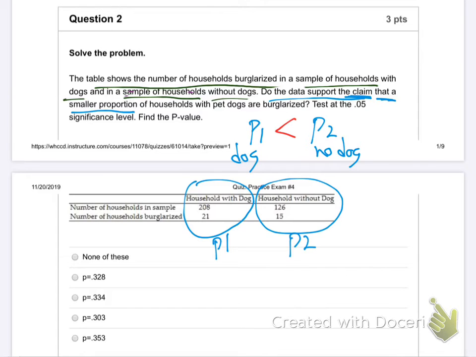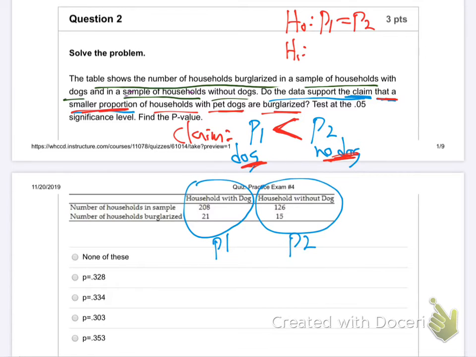The percentage of burglaries in households with dogs is lower than the percentage of burglaries in households without a dog. Right? The claim that a smaller proportion of households with dogs are burglarized. So the dog proportion that's burglarized is less than the no dog. That's the claim. Okay, so we write our H0 and our H1. H0 is always that they're equal. H1 must be the less, right there, the claim.